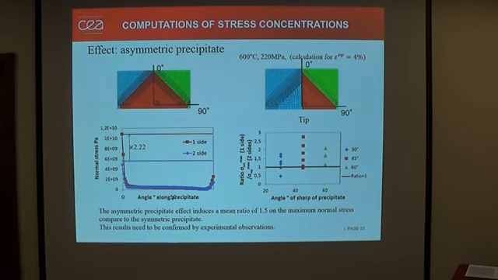And also we compared symmetric and asymmetric precipitates. We chose several different orientations to make the calculations. The ratio between the maximum normal stress of the asymmetric precipitate to the symmetric precipitate could range from 0.5 to 3, and the mean value is 1.5. But this result needs to be confirmed by experimental observations. It means it should be easier to find cavities on the precipitate in this form.